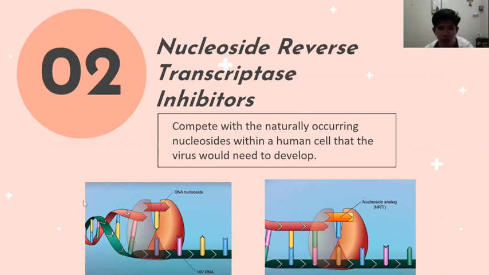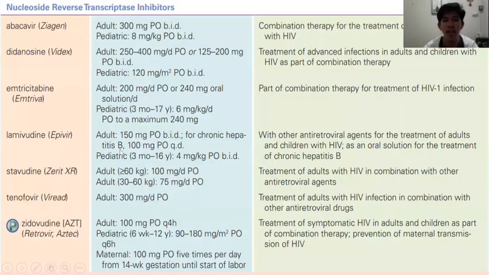As you can remember, this viral RNA through the reverse transcriptase will pair up with the DNA nucleoside of the host cell. And here come the nucleoside reverse transcriptase inhibitors. Instead of the DNA nucleoside of the host cell pairing up to this viral RNA, it is now the NRTI that will pair to this base of the viral RNA, interrupting the pairing or the formulation of the viral DNA. Under this classification, we have these different drugs with their usual dosage or route and usual indications.